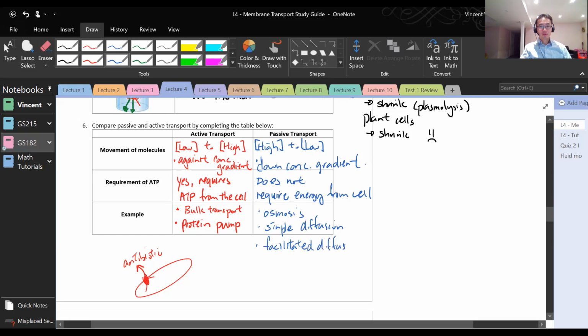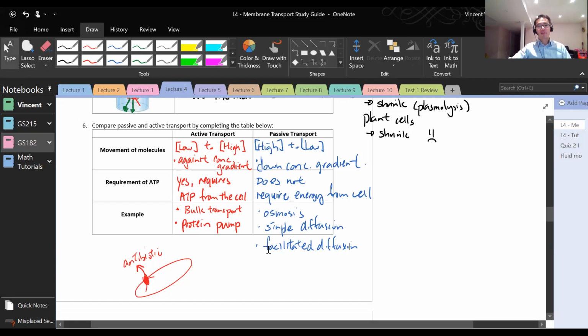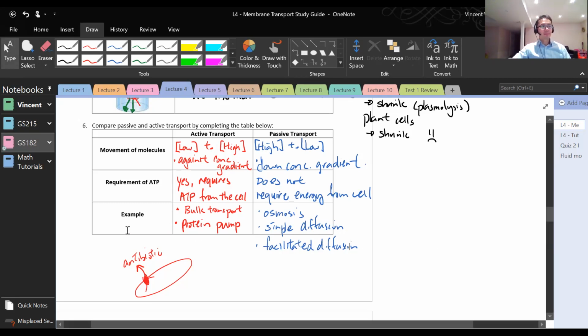Okay, for those of you who need a refresher, facilitated diffusion is when the substance that is trying to cross is too bulky. Okay, you cannot go through the phospholipid bilayer on its own, or maybe it's charged, then it's going to require the help of a membrane protein. So that's called facilitated diffusion. It does not require energy. The protein just provides a passageway for them to go through. Okay.